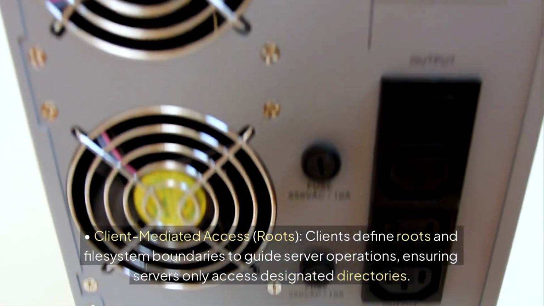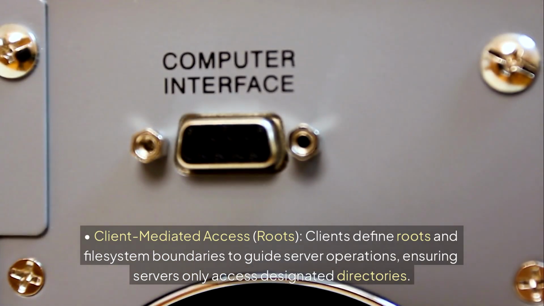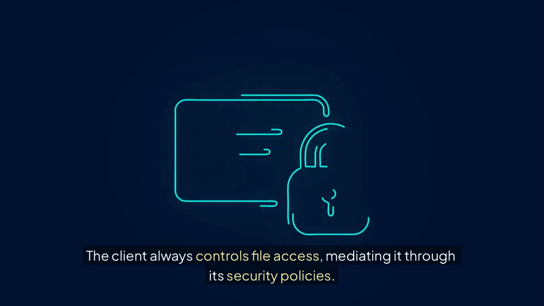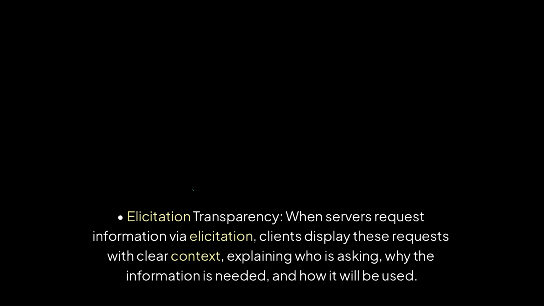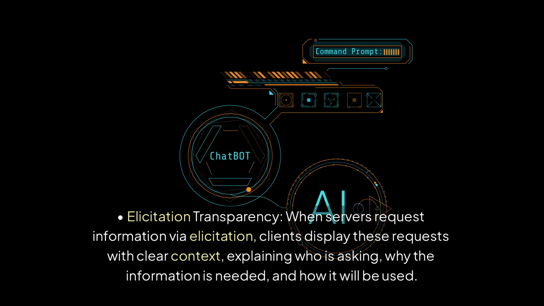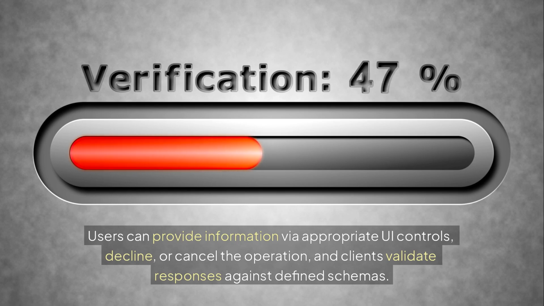Client-mediated access. Roots: clients define roots and file system boundaries to guide server operations, ensuring servers only access designated directories. The client always controls file access, mediating it through its security policies. Elicitation transparency. When servers request information via elicitation, clients display these requests with clear context, explaining who is asking, why the information is needed, and how it will be used. Users can provide information via appropriate UI controls, decline or cancel the operation, and clients validate responses against defined schemas.